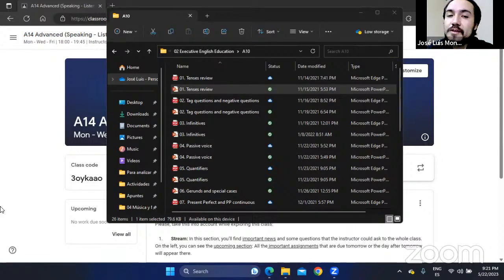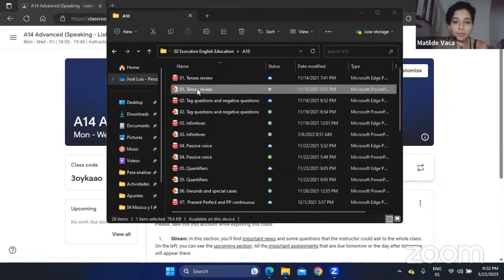So first we got to see in the first unit, tenses review, tag questions, and infinitives. You're going to let me know if you have any questions about these three elements. If not, I'm just going to ask a couple of questions to be sure that everything is clear and we can go to the next part. So what do you say? Do you have any questions here? Not that I remember right now, at least. Okay, good.